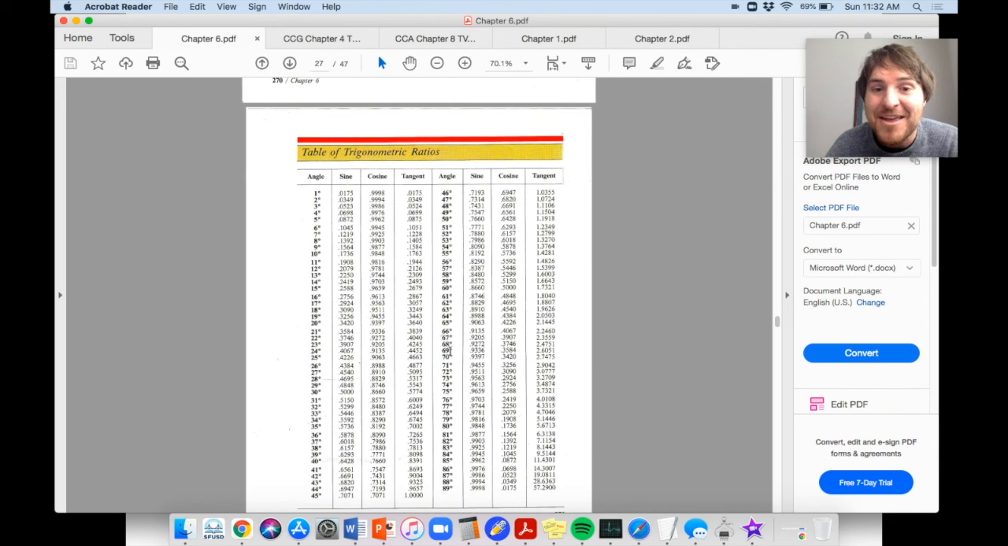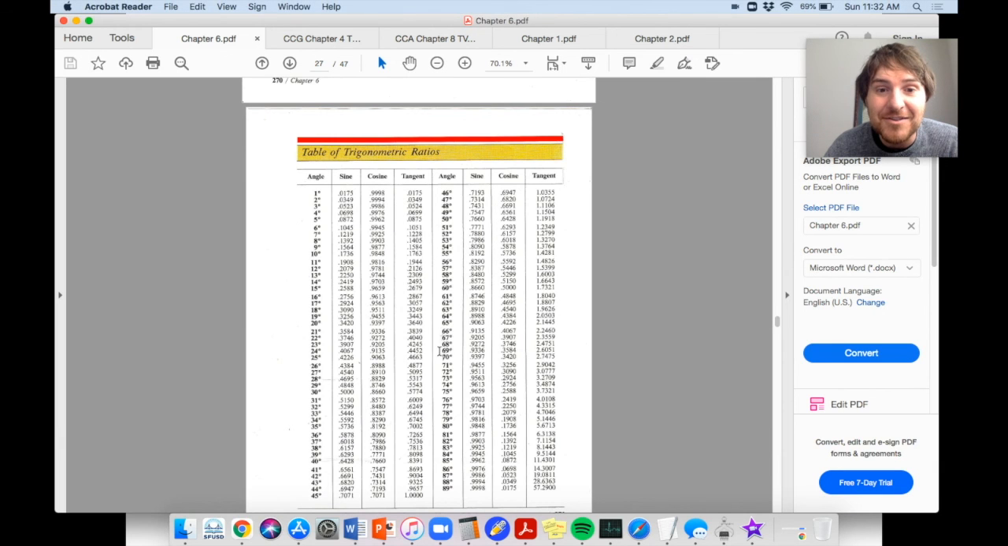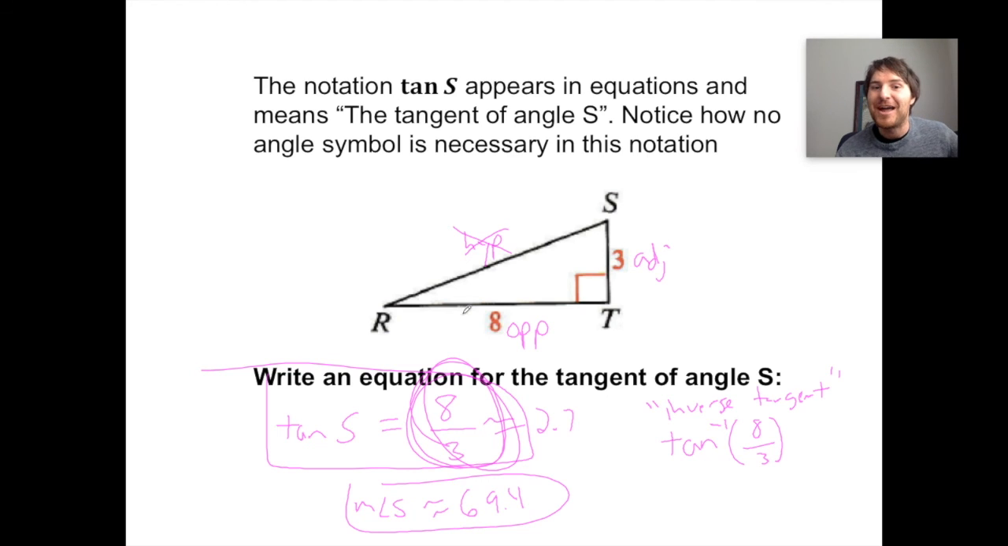The calculators are more precise because it lets you go to one decimal place. Somewhere between 69 and 70 is where 2.66 repeating would be. So that's what angle S would have to measure. But on a question like this, they're just asking for the equation. So tangent of S equals 8/3, and then you can solve for angle S. You can do that here.